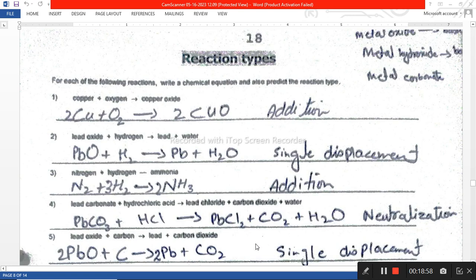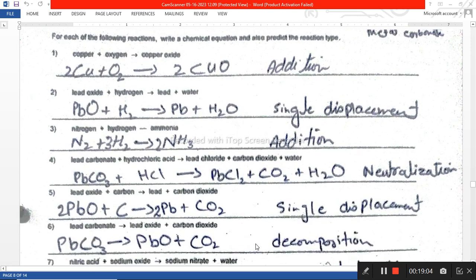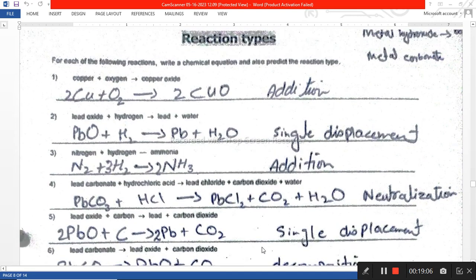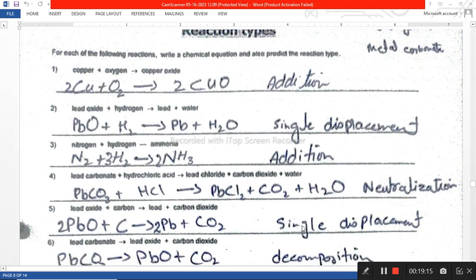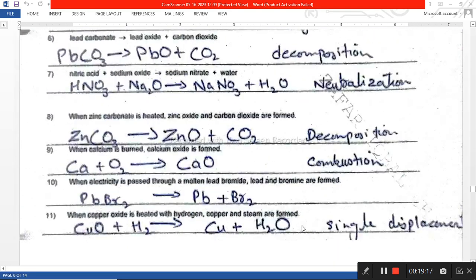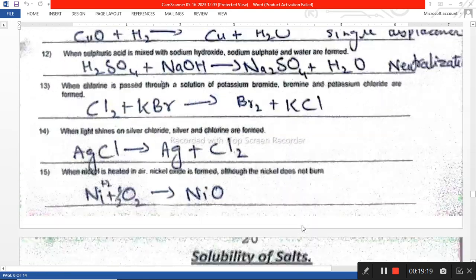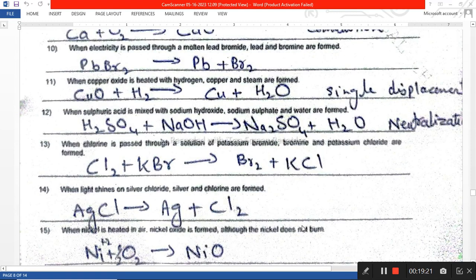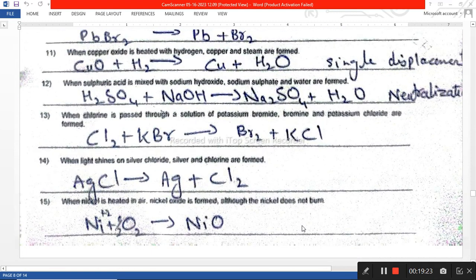Reaction types, as we have previously done this topic: addition reactions, single displacement reactions. I have done this for you. You can do these on your own, and if you feel any difficulty or have any query, you can ask and I will reply to you as soon as possible. These are basically very important examples. I'm not going to do this because we have already discussed it in the previous topic.